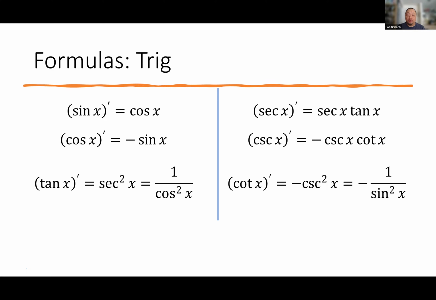Remember, the secant is 1 over cosine, so I write the derivative of tangent and cotangent in both forms, because if you're going to have to enter the numbers into your calculator, chances are your calculator doesn't have secant and cosecant, so you have to convert secant into 1 over cosine and cosecant into 1 over sine.